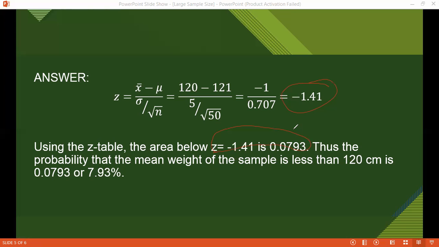Thus, the probability that the mean height of the sample is less than 120 centimeters is 7.93%. Now, take note that the sample is less than 120. So you will focus on below the mean.